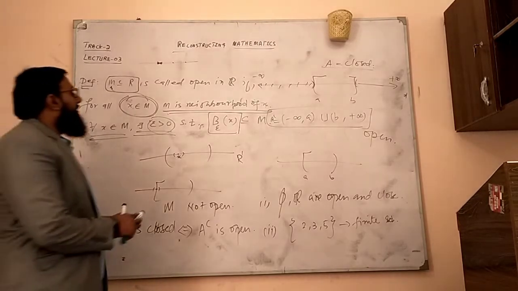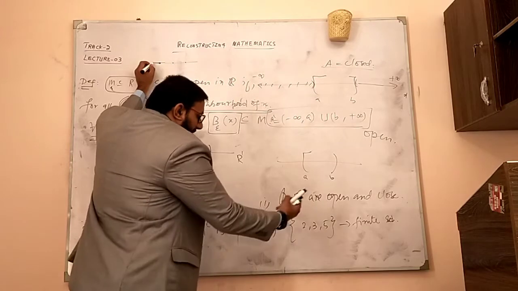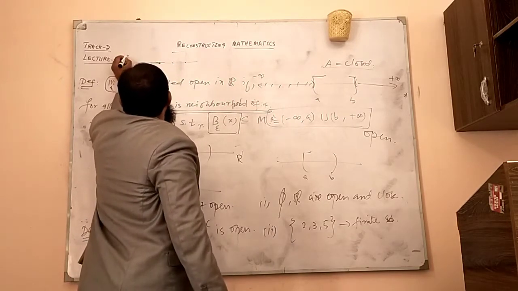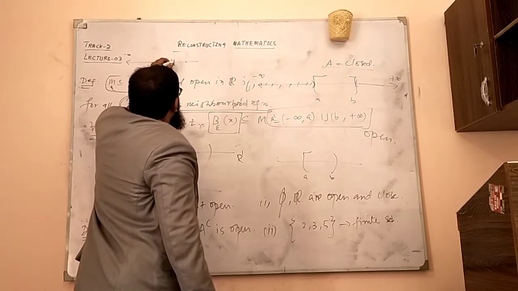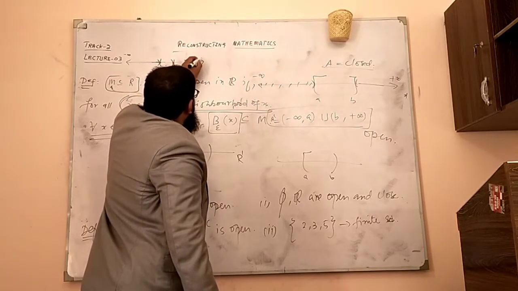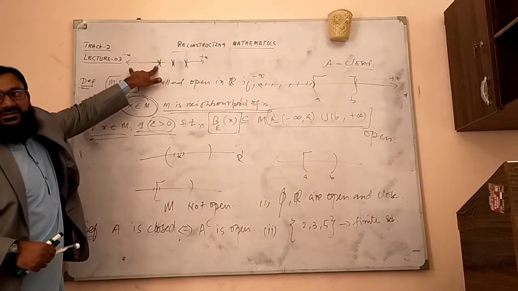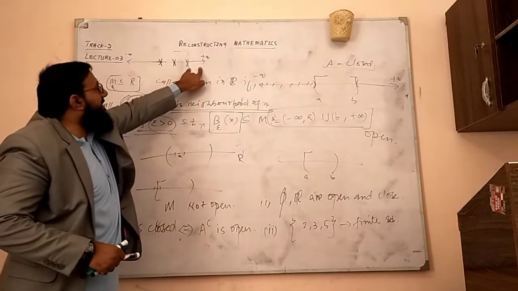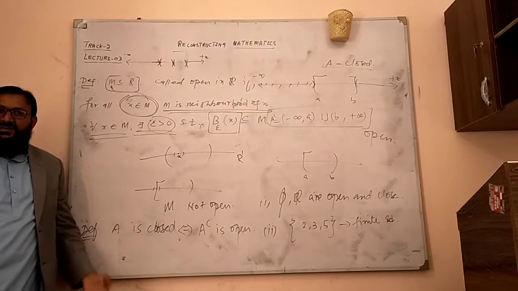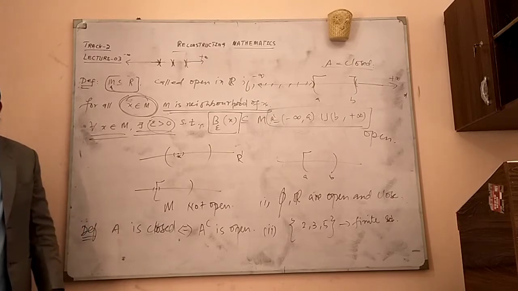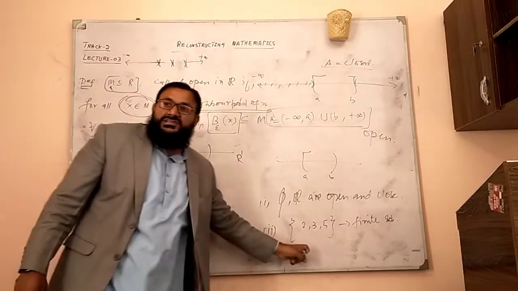Closed, what is the definition? These are three points, and you take their complement. The complement is all the points from minus infinity to this point, and all the points from this to this, and all the points from this to this, and all the points from here to positive infinity. Is it open or closed? You know very well, this is an open interval, this is an open interval, this is an open interval, this is an open interval. The union of open intervals is open. The complement of this is open, hence this one is closed.